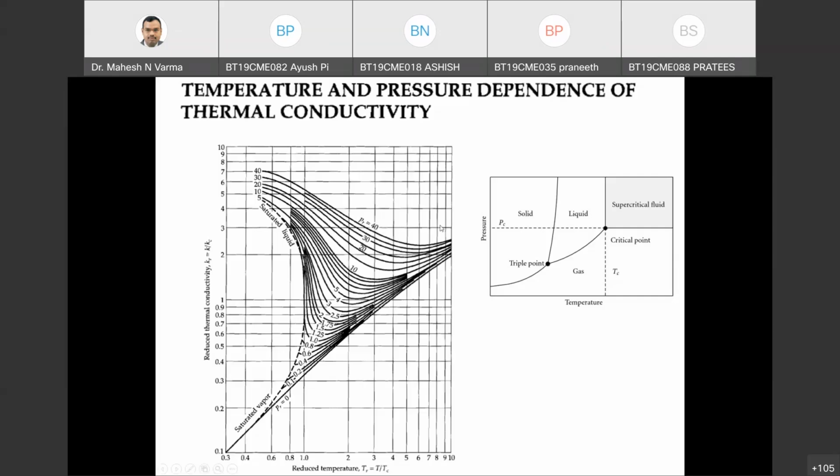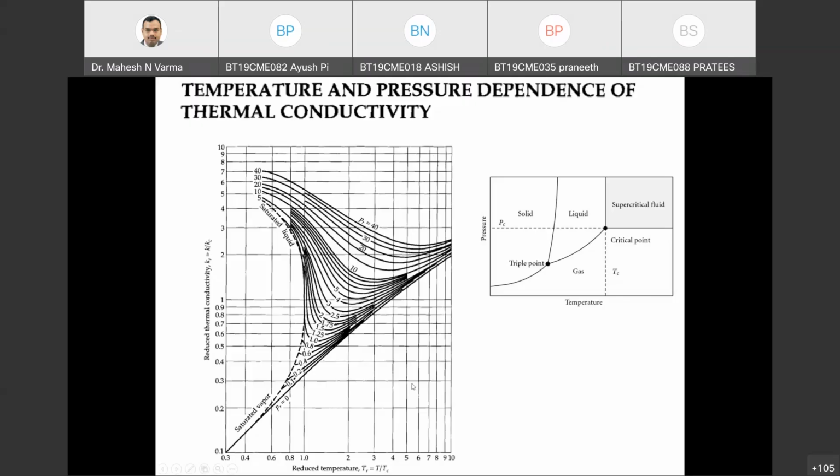PR is the pressure divided by the critical pressure, and this we have already explained. We got input related to this in our previous class. So now here I have six properties. Reduced temperature is temperature divided by critical temperature. Reduced thermal conductivity is thermal conductivity divided by critical thermal conductivity. And reduced pressure is pressure divided by critical pressure. Out of the six, if five are known, then certainly I can get the value of the sixth.